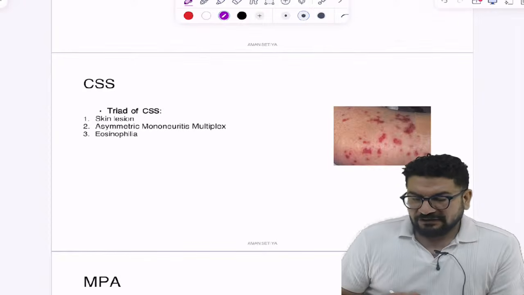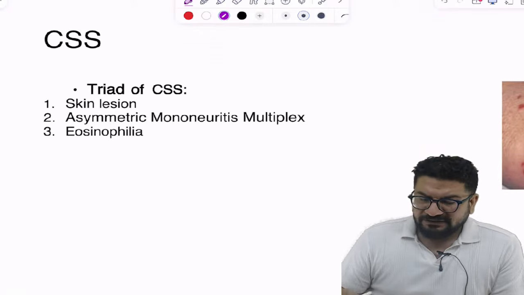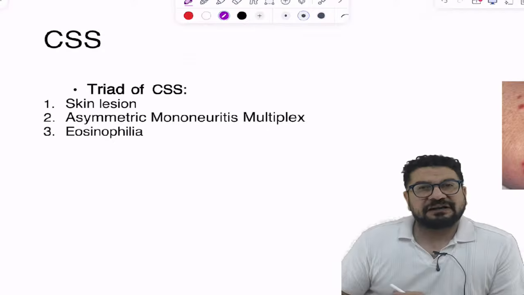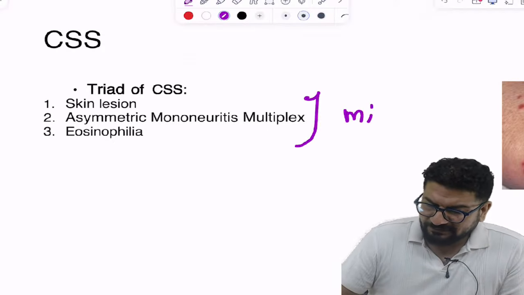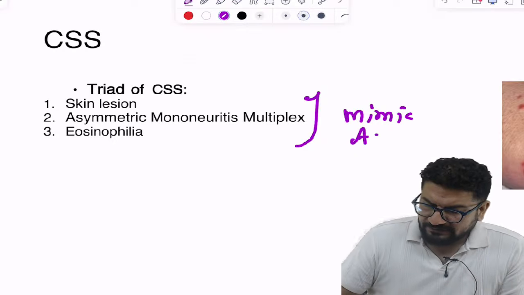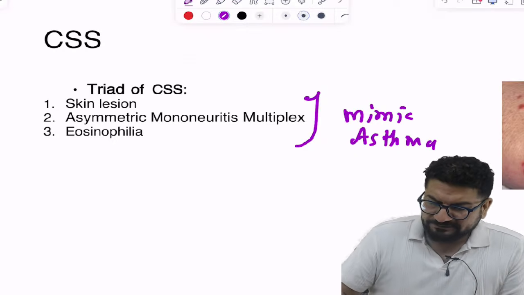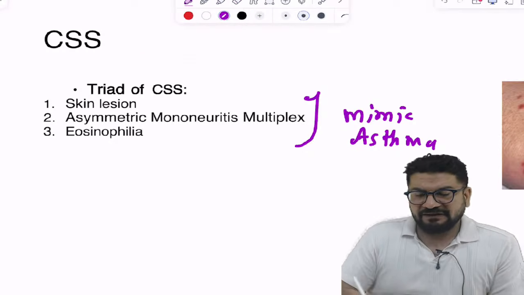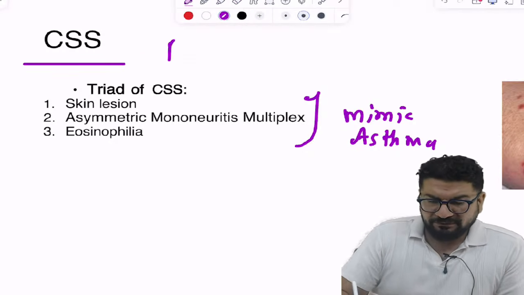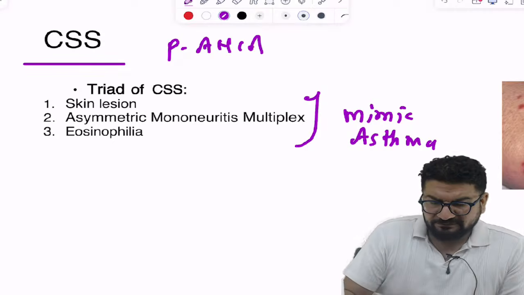Churg-Strauss syndrome will have a certain triad. The patient will have skin lesion, mononeuritis, eosinophilia, and something that mimics asthma. So in Churg-Strauss syndrome, understand this thing: something is mimicking asthma, we have to treat it like asthma. The antibody will be p-ANCA.